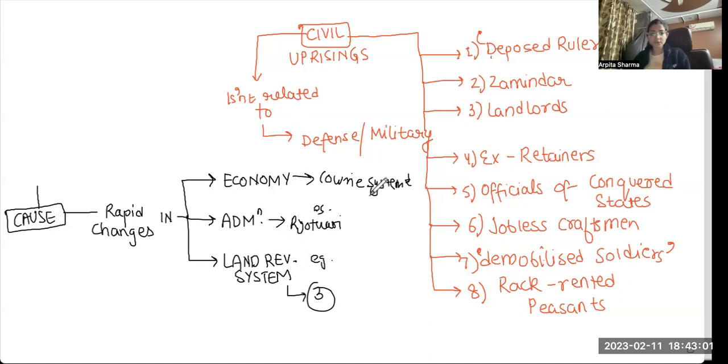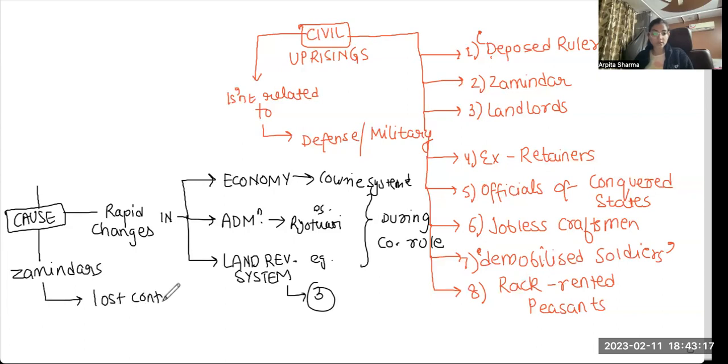Okay, so these rapid changes were caused during the company rule. Company rule ke dauran ye changes aaye the. Okay, and another important point is, when we look at the zamindars, jab hum zamindars ki taraf dekhte hain, we know that the zamindars also lost control of their lands and earnings, because those zamindars who could not efficiently extract revenue from the farmers, they also lost their zamindaris. So zamindars also lost control of their lands and earnings.